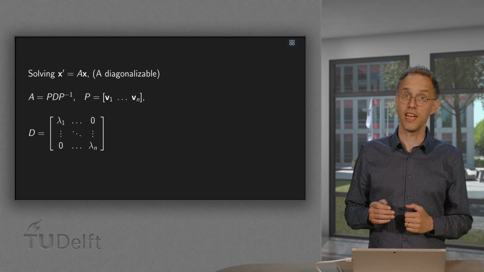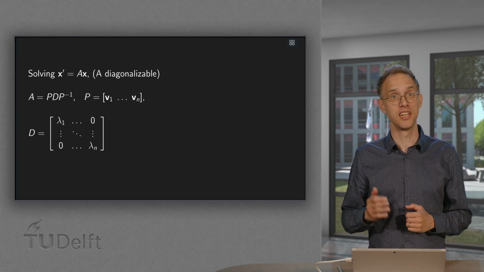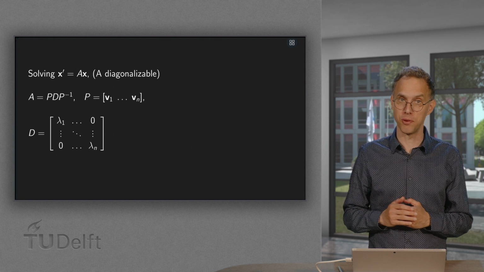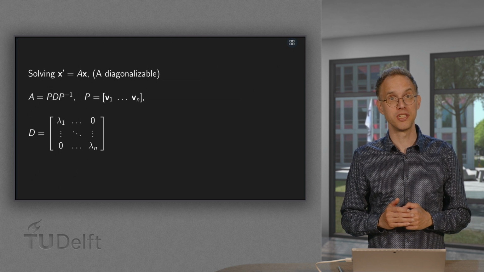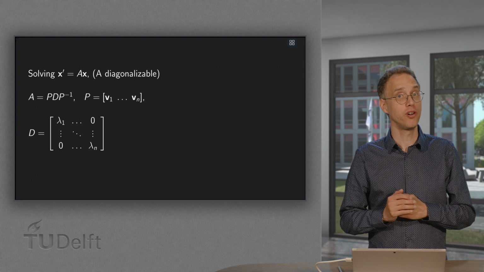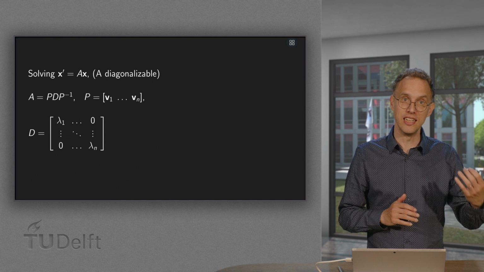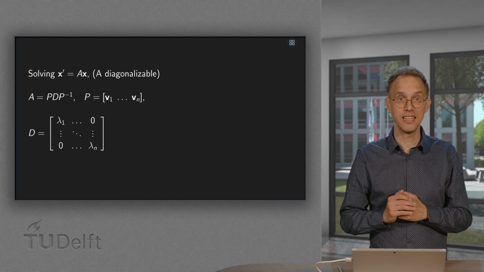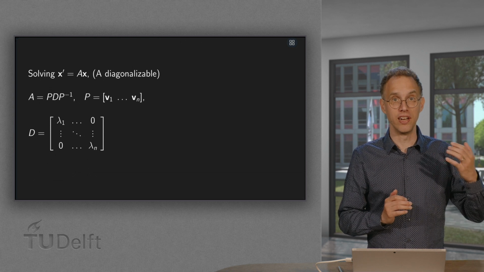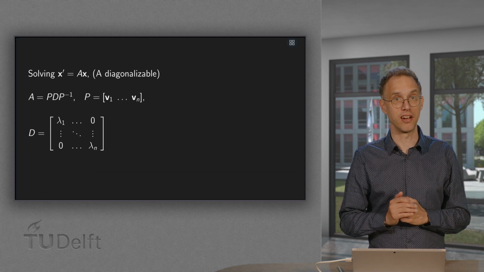How can we solve x prime equals a times x if a is diagonalizable? In a linear algebra course you may have learned how to do this. In this video we will review the steps. These steps will give us an easy final expression for n independent solutions. We recommend to memorize this final expression.